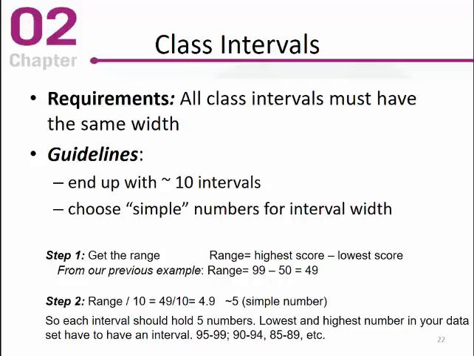What's important is that our lowest and our highest number in the data set have to have an interval. So in this case, if we say that each interval should have 5 numbers, starting with the highest number, the first interval is 95, 96, 97, 98, and 99. So 95 to 99 because that holds 5 numbers. The next one is 90 to 94 because we have 90, 91, 92, 93, and 94 that fall into that interval. The next one is 85, 86, 87, 88, and 89, again holding the 5 numbers, and so on, until we have an interval for all of the data.